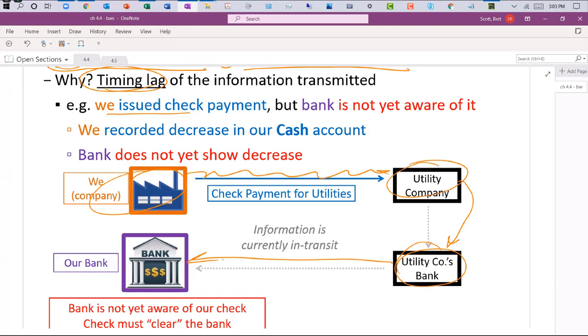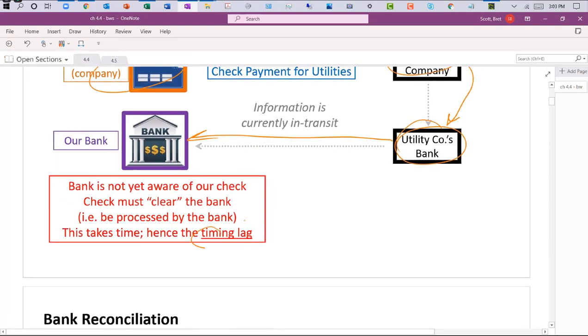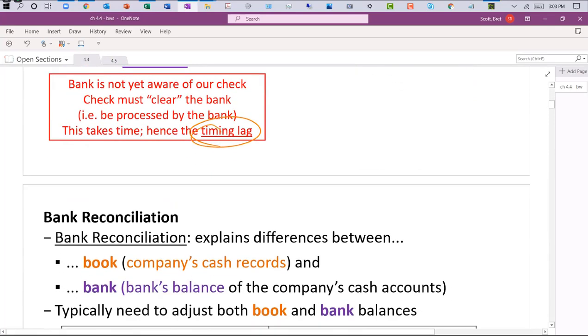So in between, there's this timing. There is information that we have recorded in our T account that the bank is not yet aware of and therefore hasn't recorded on their side. So that is one key example as to why we see a difference between our T account for cash and what the bank is saying is our balance. It all has to do with this timing lag. So we'll go through some examples of how this happens on both ends.